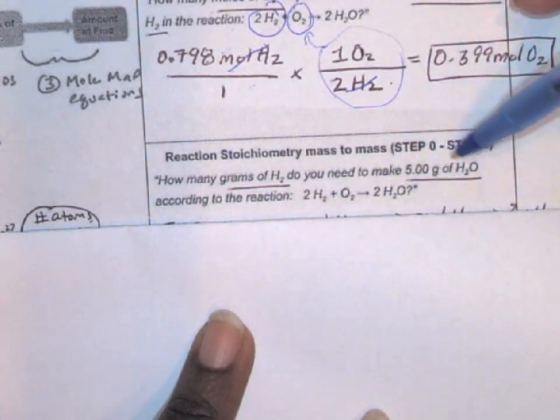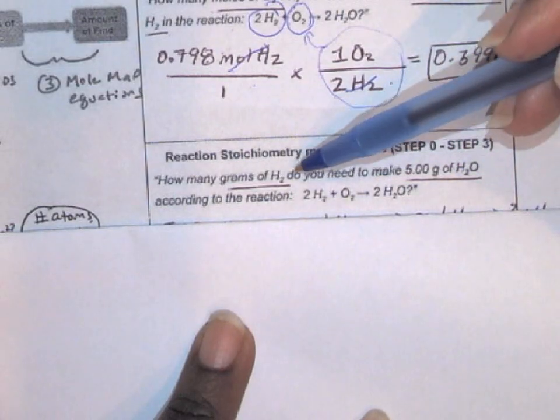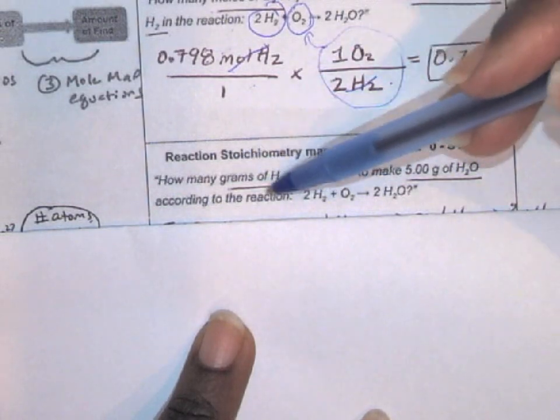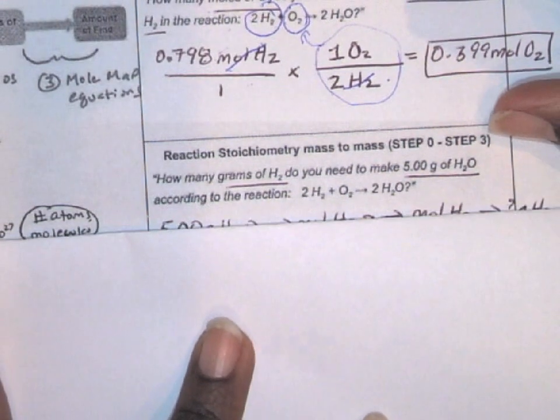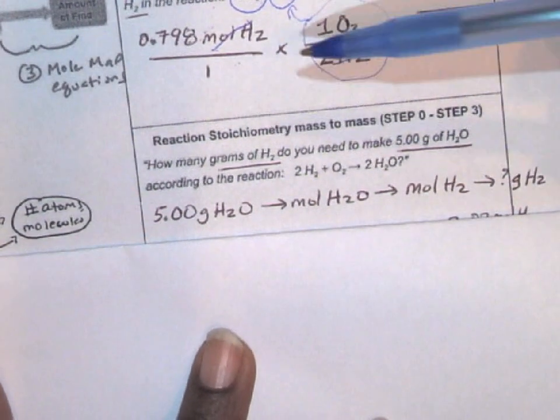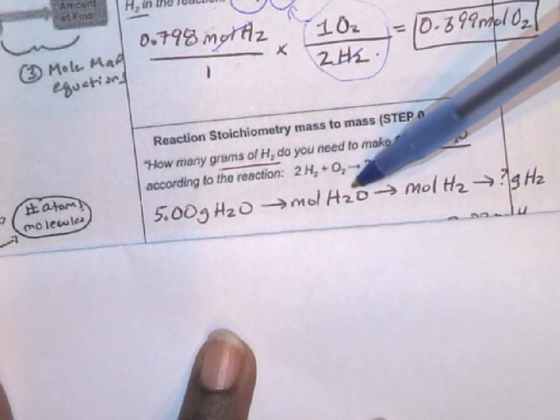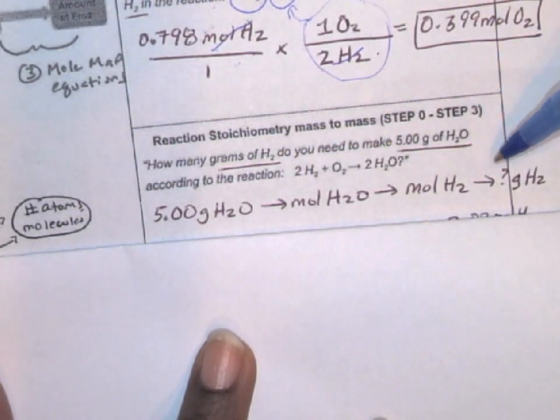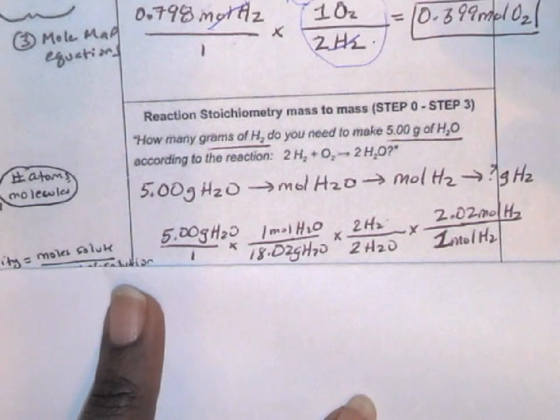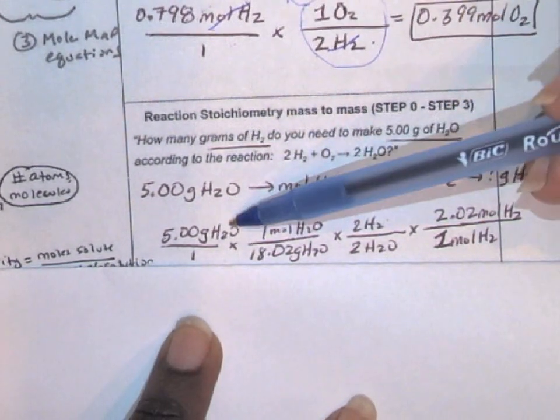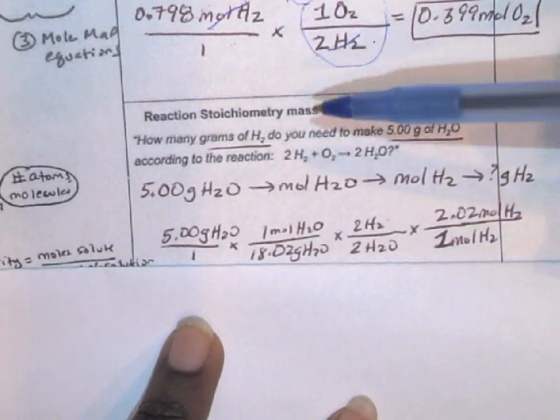The first step is to convert your given into moles, and then your last additional step will be to convert the moles of H2 once you solve for it into grams. So let's see what that little setup looks like. So we're going to go from grams of water to moles of water to moles of H2, and then to grams of H2. So in this case, we need 4 fractions that we're going to multiply. The first fraction always has our given, 5 grams of H2O.